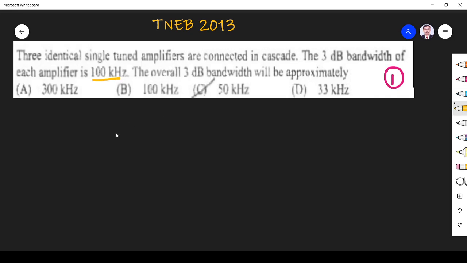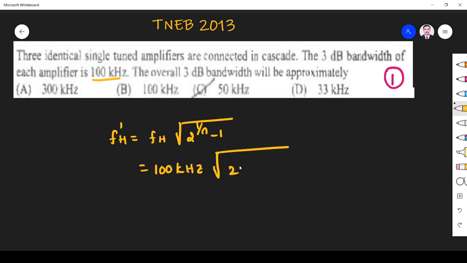The overall 3 dB bandwidth in a cascade amplifier is given by fh' = fh × √(2^(1/n) − 1), where n is the number of stages and fh is the bandwidth of the individual stage. So fh is 100 kHz, 100 kHz into 2 power 1 by n. N is the number of stages, which is 3. So 2 power 1 by 3 minus 1. If you simplify, what you get is 50 kilohertz. So the answer is option C.